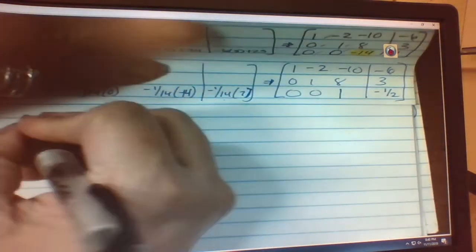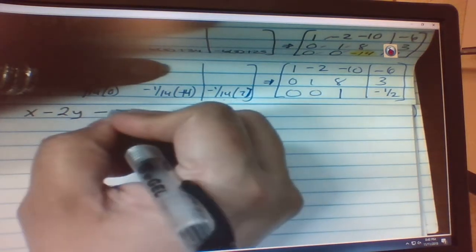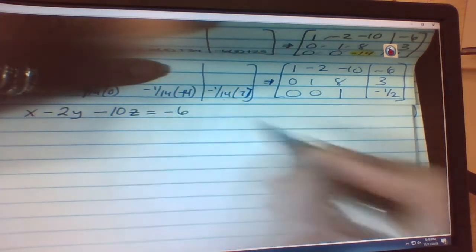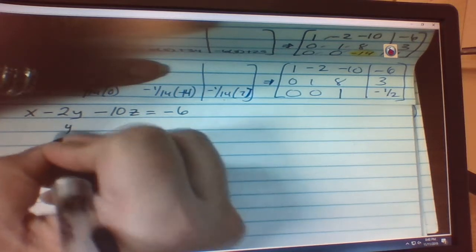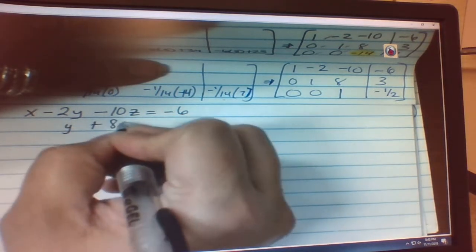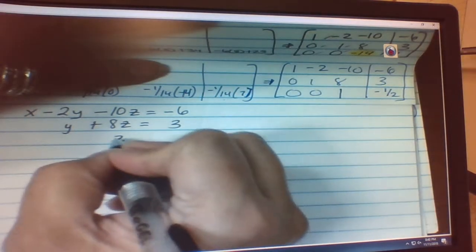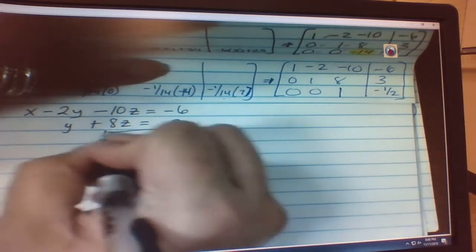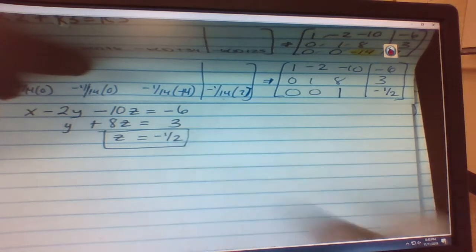x minus 2y minus 10z equals negative 6, and then y plus 8z equals 3, and then z equals negative 1/2. Very good. So I already know this guy, yes? I can plug it into the one right before.